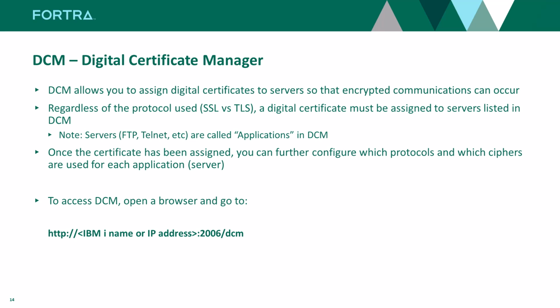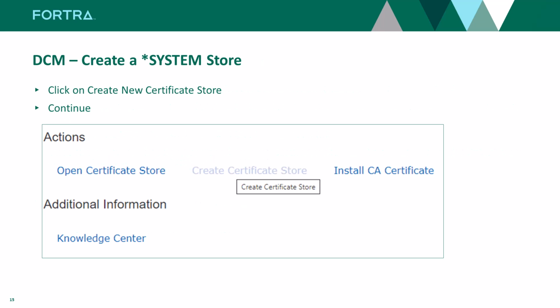Once you've assigned the certificate, it will default to a specific protocol and set of cipher suites. You can refine that in DCM if you wish to eliminate some of the weaker ciphers or weaker protocols. To access DCM, open a browser, use your system name or IP address, followed by a colon, port 2006/DCM, and this will bring you to the sign-on screen, allowing you to access the DCM.